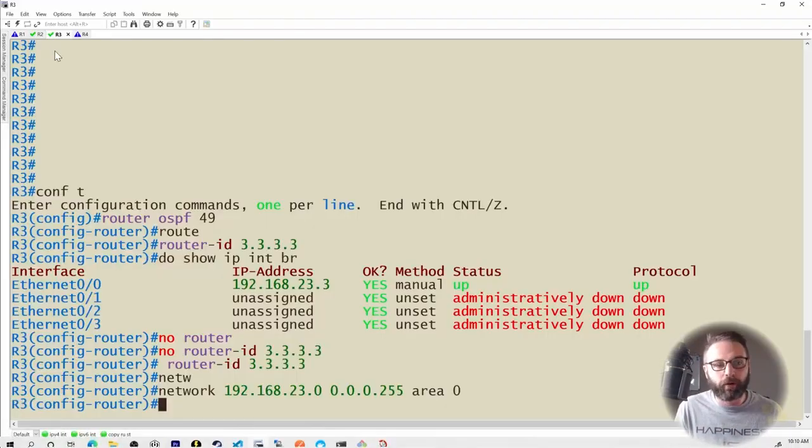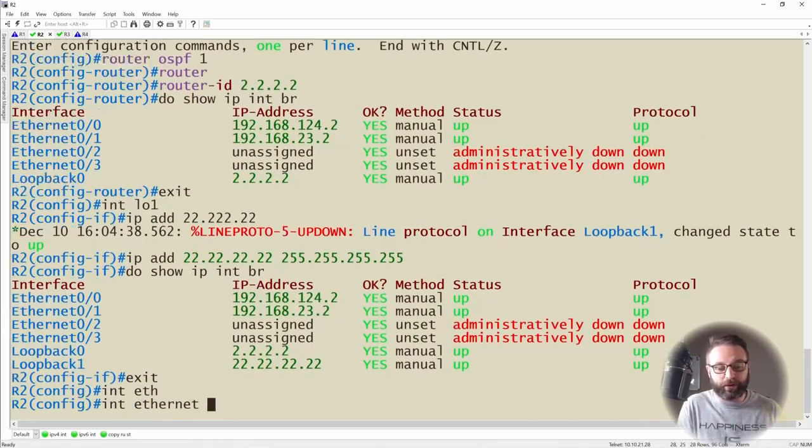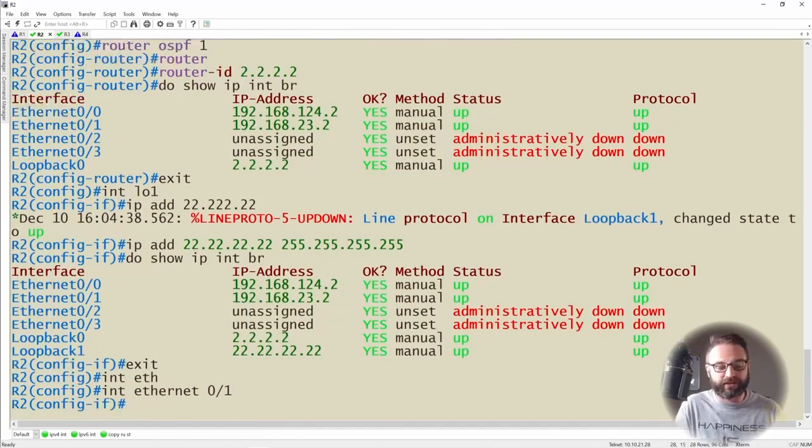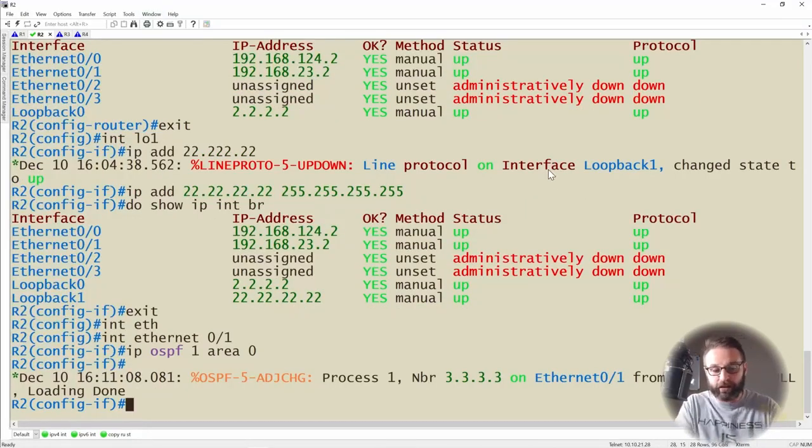So now if I jump over to router 2, let's go into interface Ethernet 0/1, and let's bring OSPF up directly on this interface instead of specifying a network statement. From the interface, I can say ip ospf, specify the process ID, which was 1, and then my area number, which was 0. The area number, again, has to match. The process ID is completely irrelevant. I press enter, and look at how quickly the adjacency came to life right there. It went from loading to full.